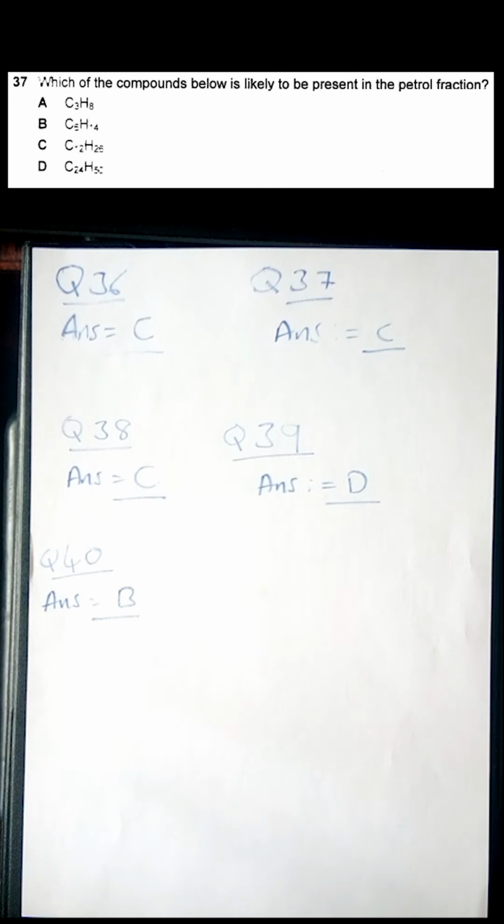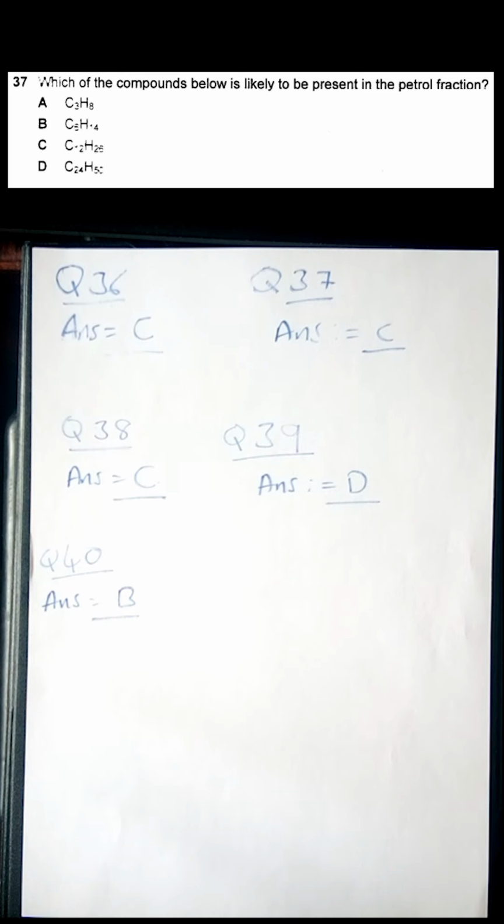Question number 36. The structure below shows an addition polymer. The monomer for the above polymer is, so from that polymer, you just pick what is being repeated. And the thing that is being repeated there is found on C. So C becomes the answer. Question number 37. Which of the compounds below are likely to be present in the petrol fraction? That compound is found on C.